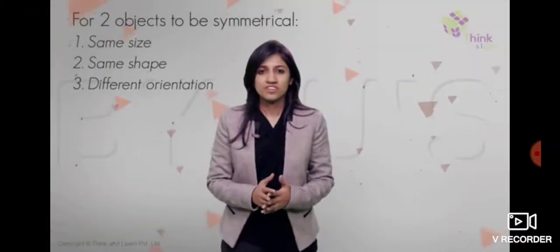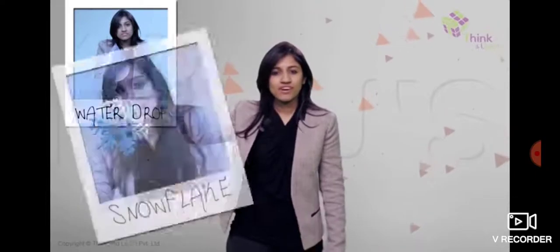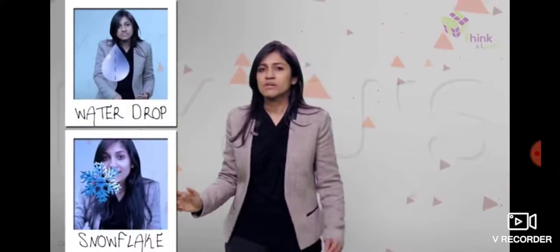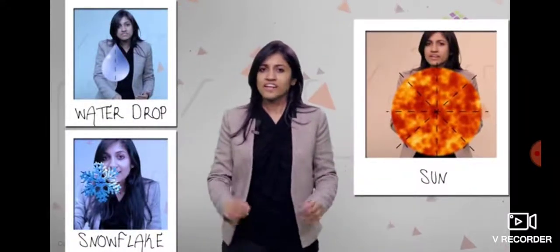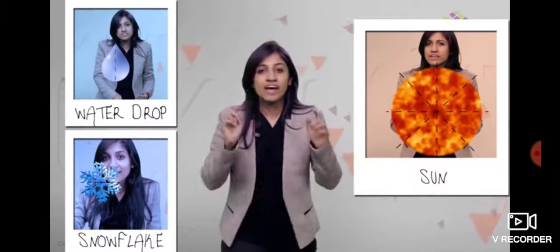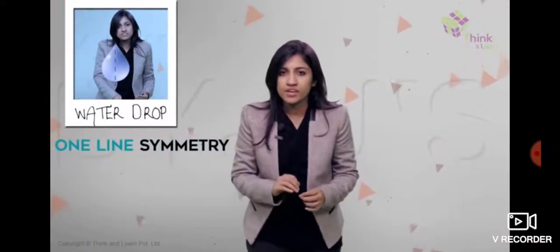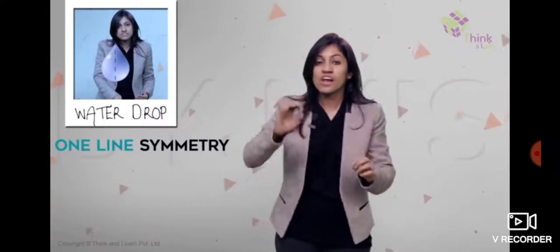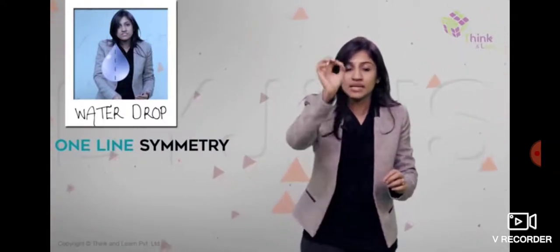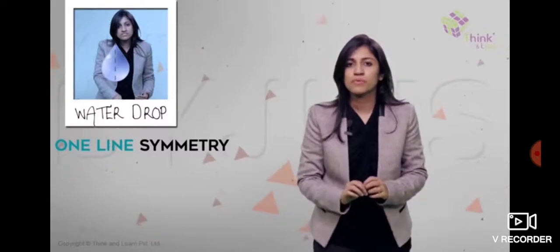You might have noticed that I drew a line just once in the drop, thrice in the snowflake, many times for the sun. And the reason I did that is because all of them are symmetrical, yes, but they show different types of symmetry. And that's what we're going to learn about next. The drop showed something called one line of symmetry, meaning that if I drew a line like this, I could exactly make two halves of the drop.